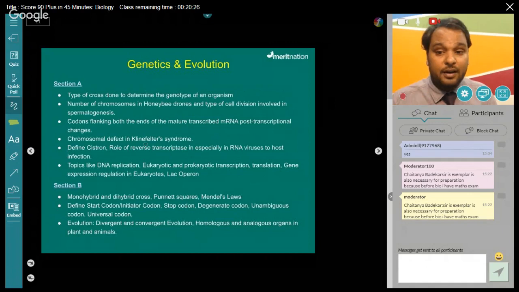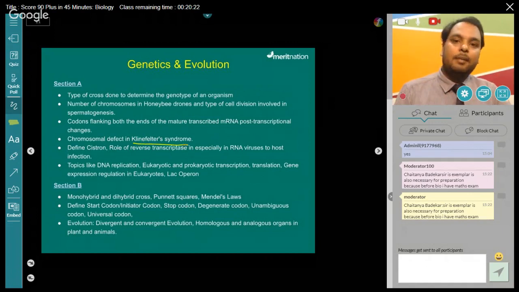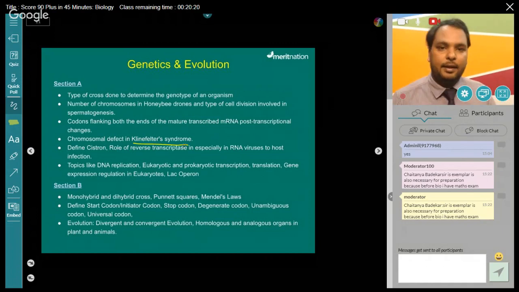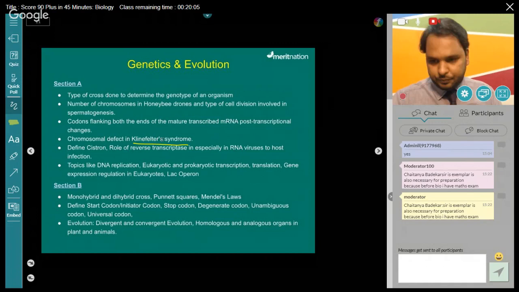A chromosomal defect of Klinefelter syndrome. That's not only Klinefelter's. A chromosomal defect can be asked in any other, for example, a question from Down syndrome, Patau syndrome, Edwards syndrome can be asked, because genetics and evolution is slightly bigger than what is there in NCERT.